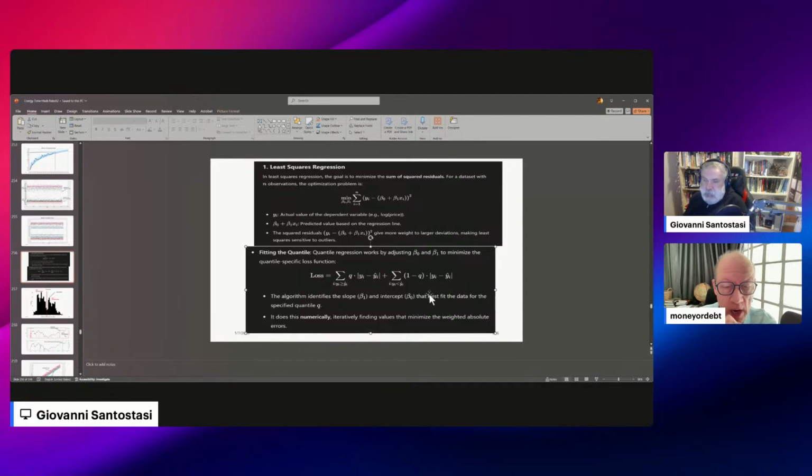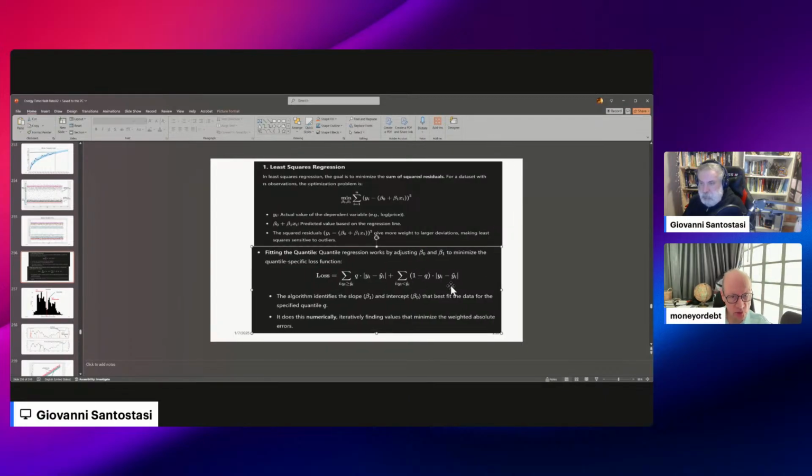One difference between this and least squares is that this weights the errors linearly. It takes the absolute value and weights that linearly instead of the square. So the outliers don't get heavily weighted as they do in least squares. Okay, very good. So that's one advantage. And then the other, of course, is what Giovanni just described, which is that it's trying to find 95% of the points to be below the line and 5% above. So it weights them by that level.